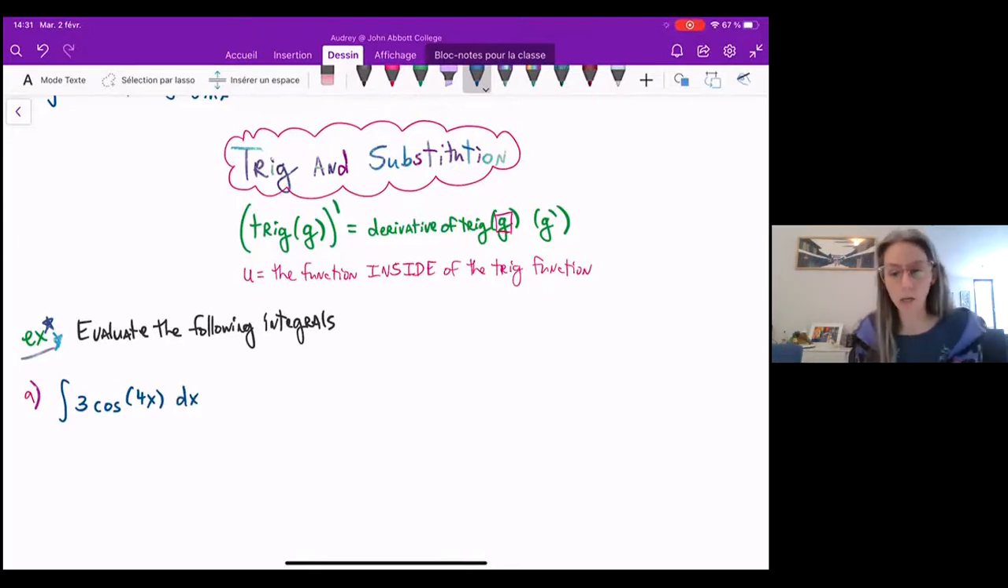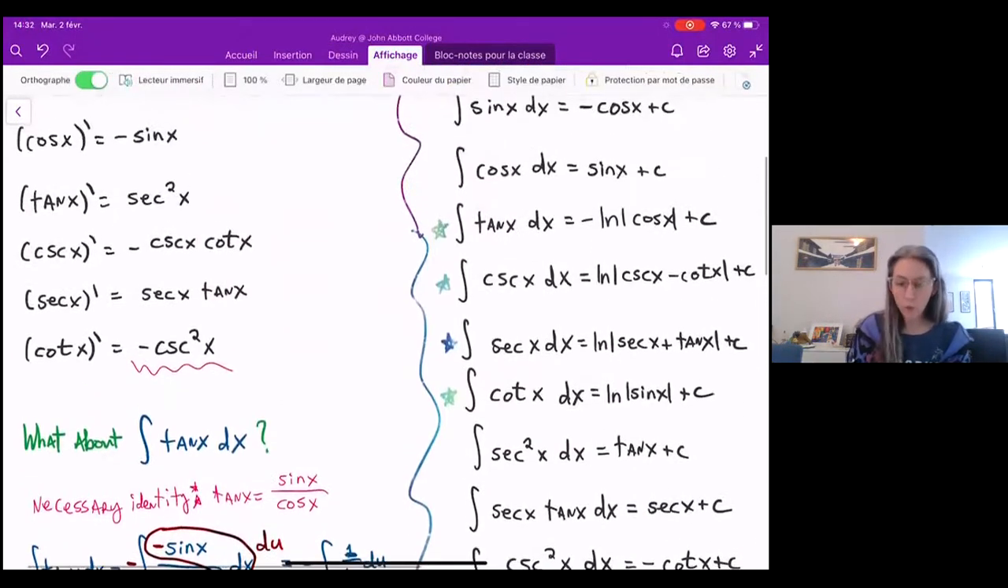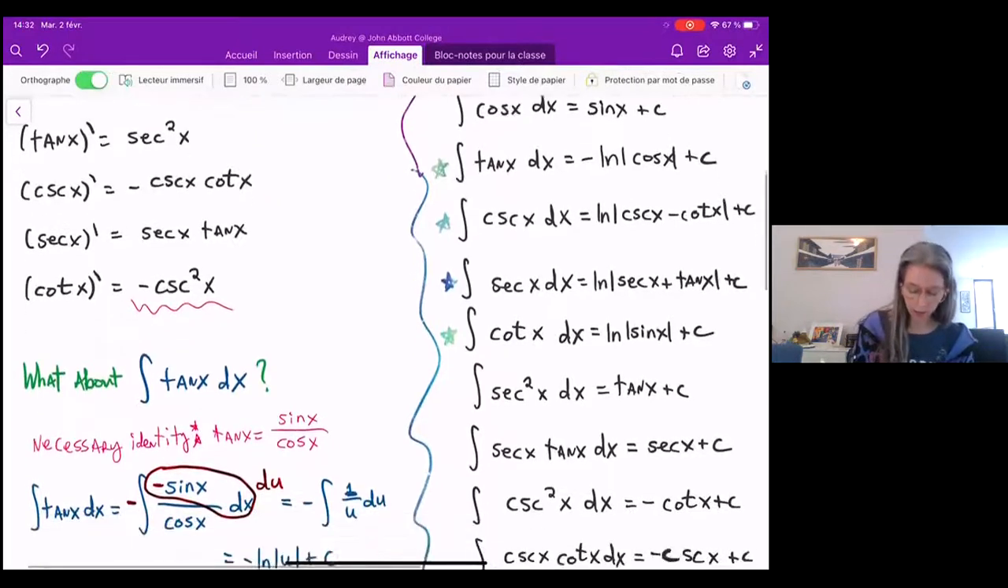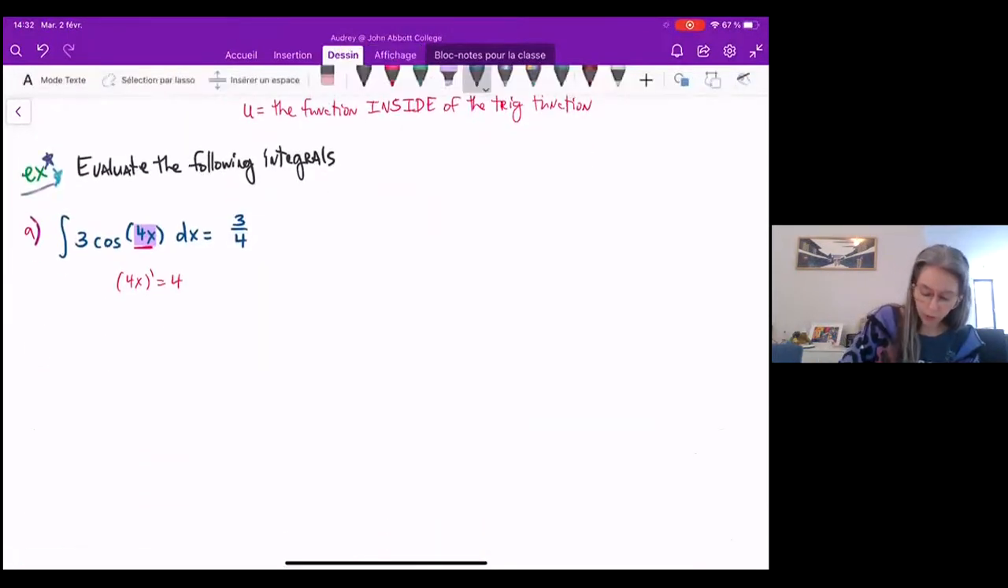The reason that we're going to start off with one that's so simple is because we've already talked about what to do when our inside function has a derivative that is just a constant. So here, the derivative of 4x, or rather 4x prime, is equal to 4, which is just a constant. So when that inside function has a derivative that's just a constant, we can just divide by that constant and then apply the known form. Well, our known form, if we recall, the integral of cosine x was positive sine x. So here we'll have 3/4 positive sine of 4x plus a constant, and that's my final answer.